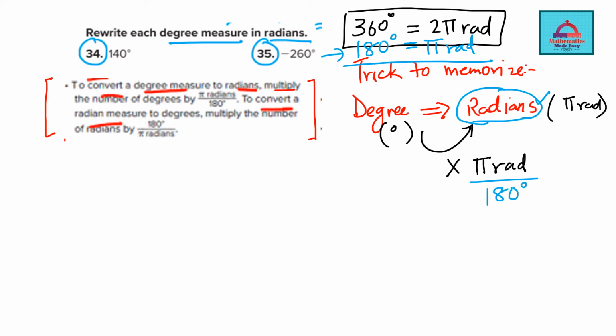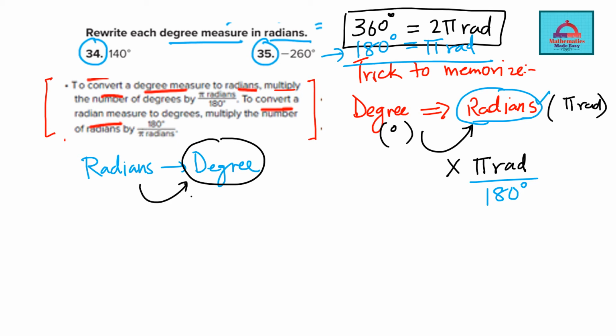That's the rule. Conversely, if you get a question where you had to do radians to degree, then we focus on the result. The result is degree. That means 180 degree will come on top. So you multiply 180 by pi radians. So this is the easiest trick to memorize the conversion between the two units.